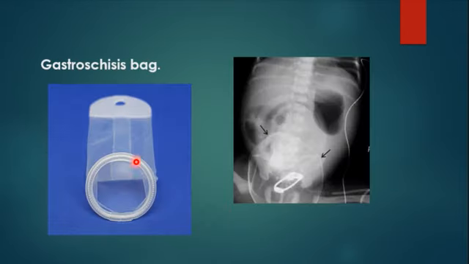The other type is called the gastroschisis bag. This is used in pediatric patients who have some abdominal wall defect, where there's no coverage of the bowel loops. So this is temporary until the procedure is done. And this is how they look in reality, and this is how they look by X-ray. So this is the gastroschisis bag.